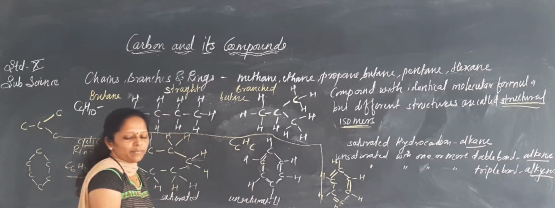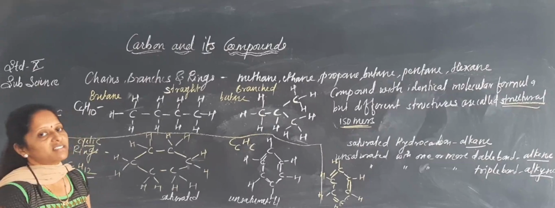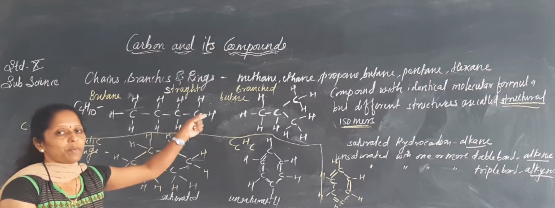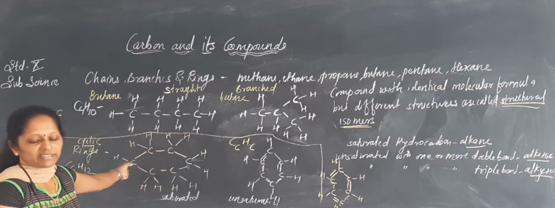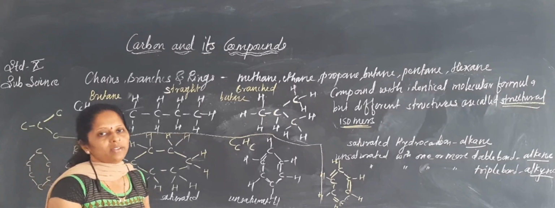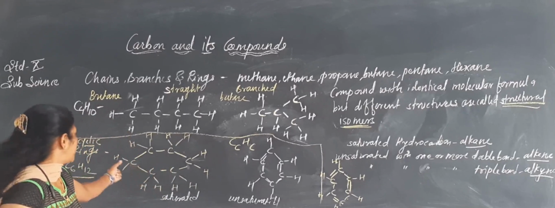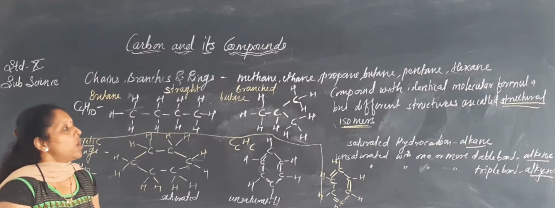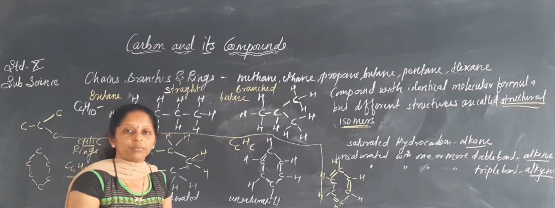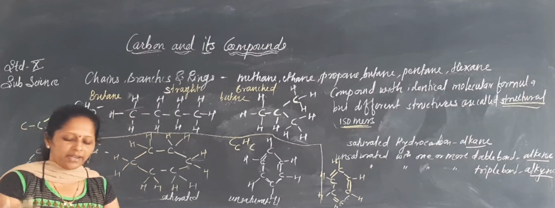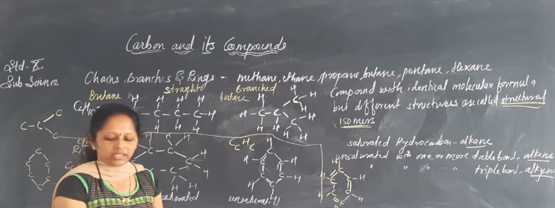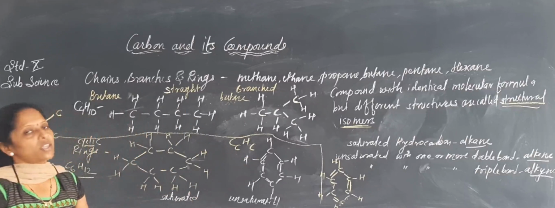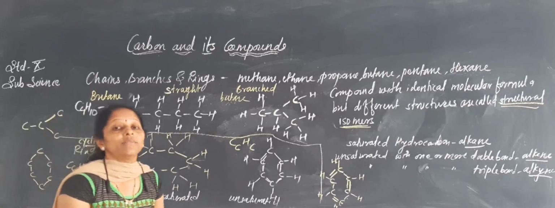So this is about the different carbon compounds and how their structures form: in the form of a straight chain, also in the form of a branch, and in a cyclic manner. Here we saw the structures of cyclohexane and also benzene. All these carbon compounds which contain only carbon and hydrogen are called hydrocarbons.